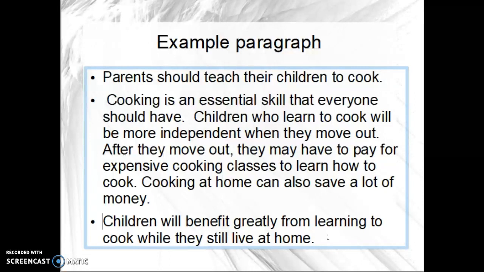So we're saying the reason why we believe that they should learn how to cook is because it will benefit the children. So it adds kind of a sense of conclusion to it. It shows how we believe this particular perspective because of this. We're trying to accomplish this purpose.